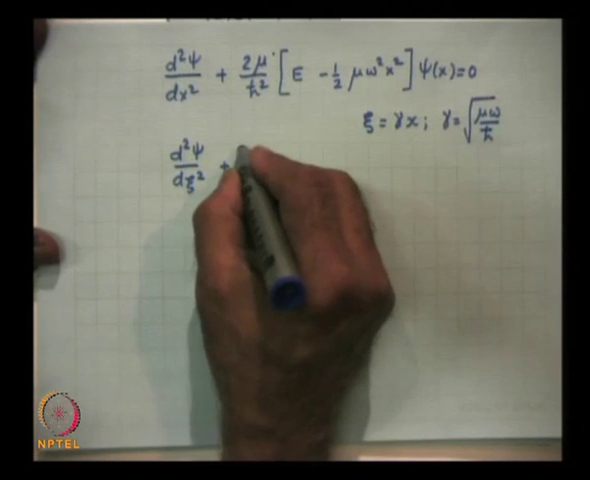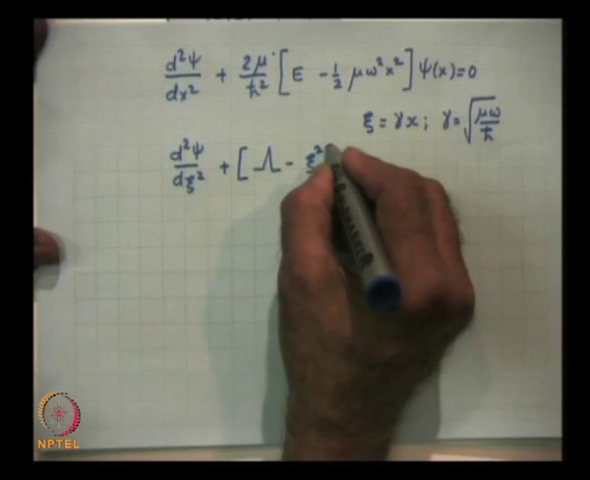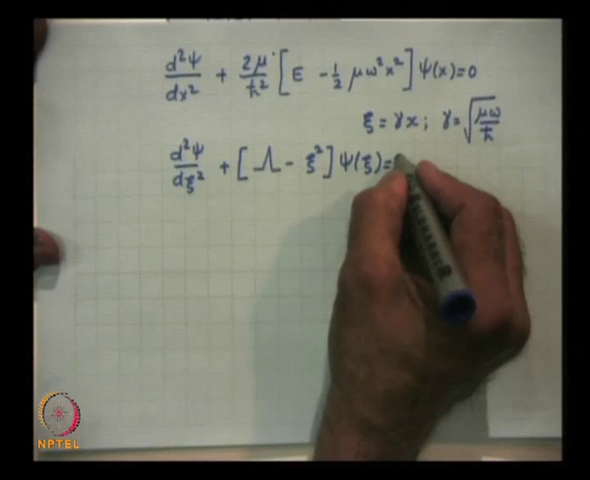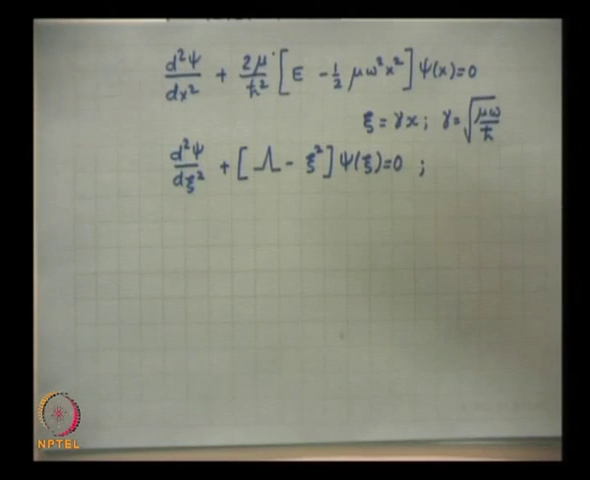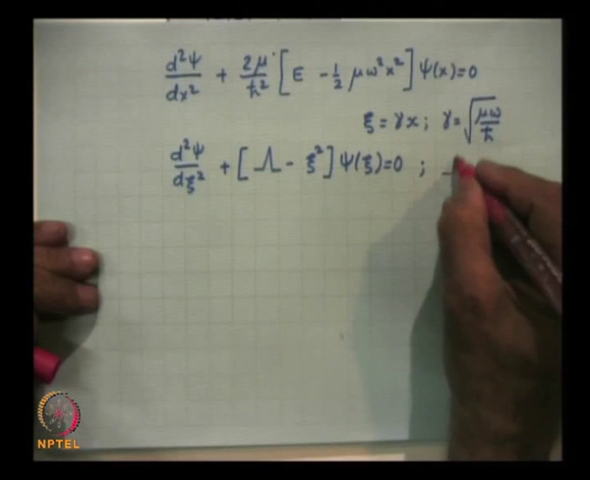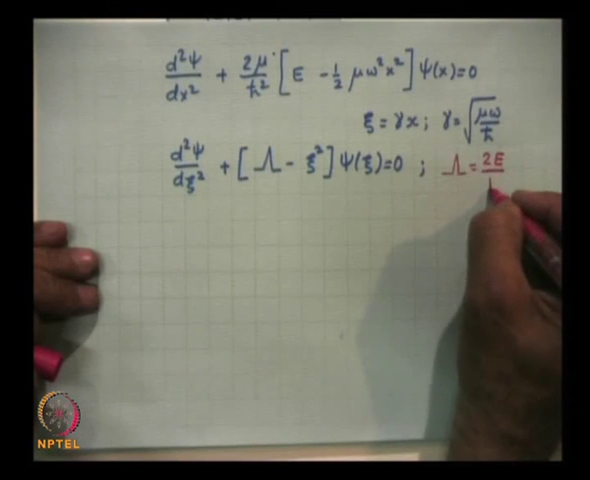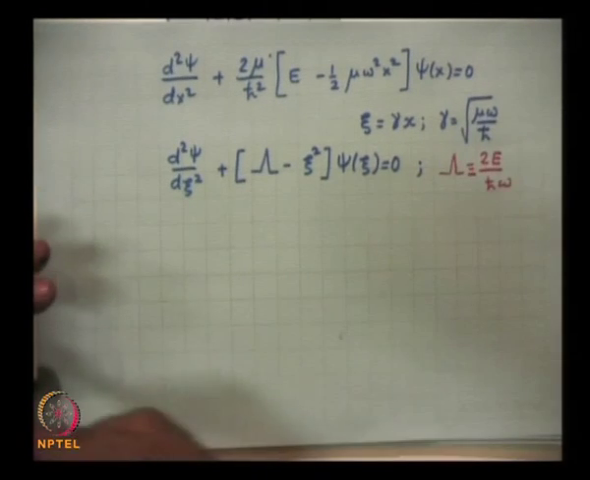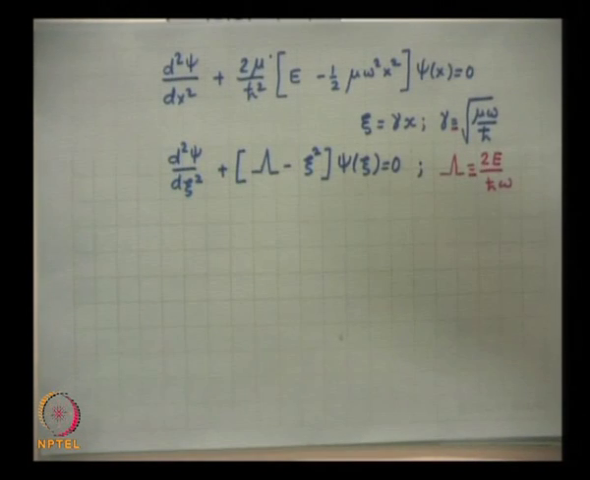plus lambda minus xi square psi of xi equal to 0, where the capital lambda is defined to be equal to 2E by h cross omega. Gamma is also defined to be equal to mu omega by h cross.